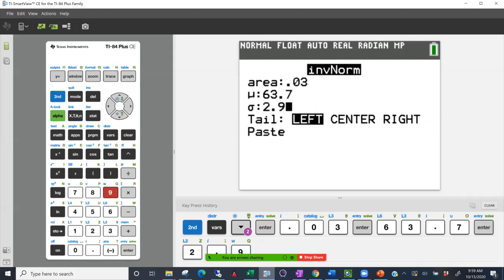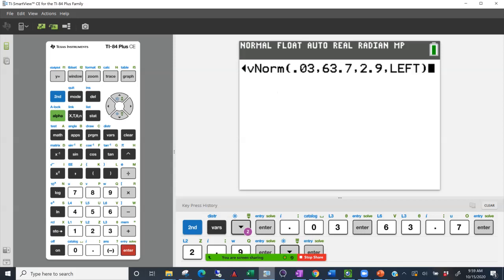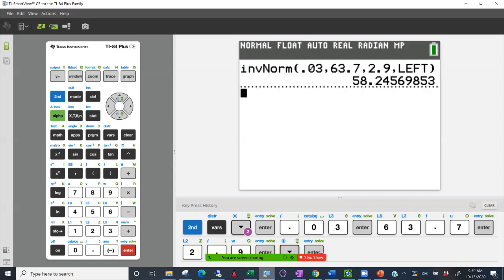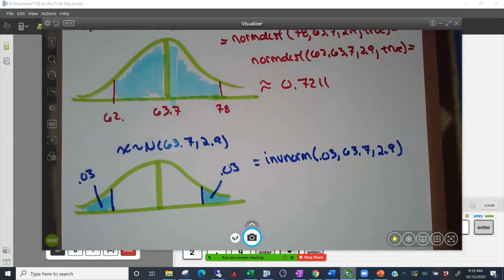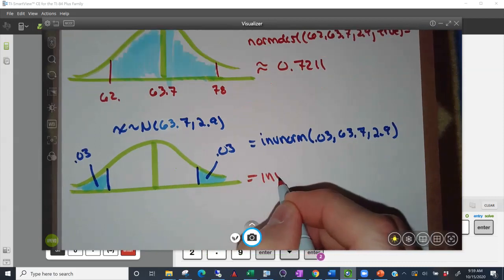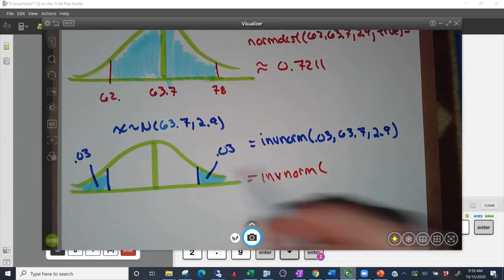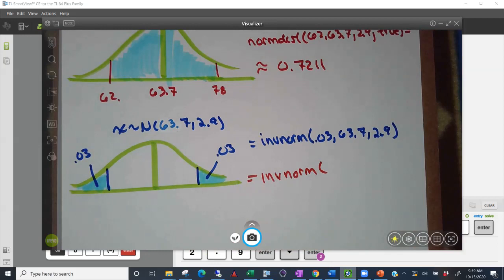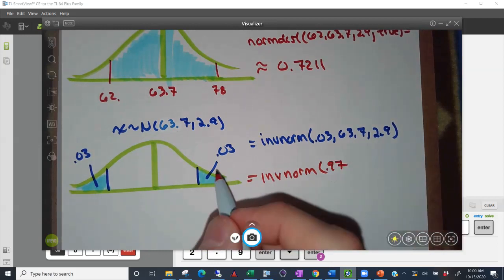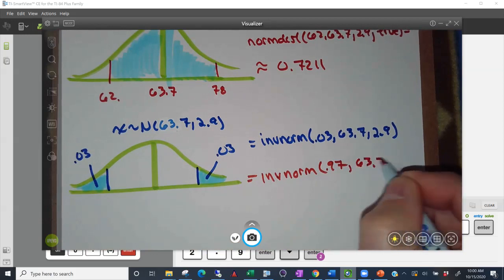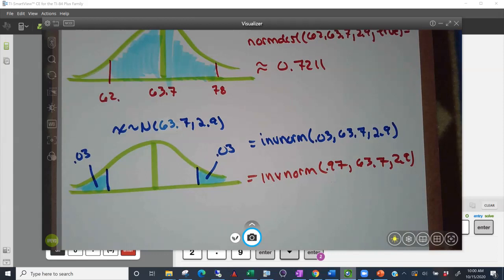63.7, 2.9. Now, if you have a really up-to-date graphing calculator, it'll ask you whether you want the area to the left, to the right, or the center. That's kind of cool. We'll stick with area to the left, which is the default for those of you who don't have that option on your calculator. So we get this. Now the next command: if I want 3% in the right tail, what am I going to write for my command? How am I going to get 3% in the right tail? 0.97. Good. 0.97 is to the left, 63.7 and 2.9.